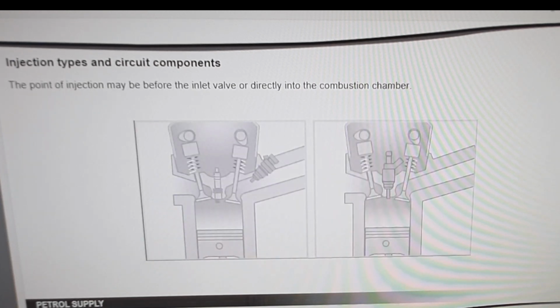The last distinguishing criterion is the point where the fuel is injected. With an indirect injection system, the petrol is injected before the inlet valve. With a direct injection system, the petrol is injected directly into the combustion chamber.